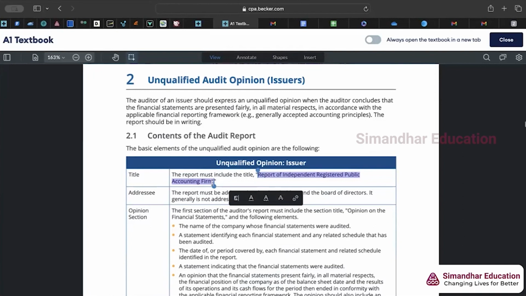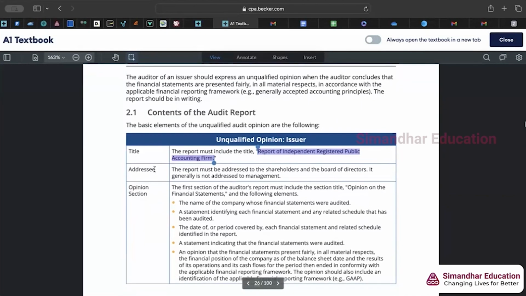I will show you how they are registered, but they need to be registered to issue an opinion, and every opinion needs to be filed. So that is why it is called the Report of Independent Registered Public Accounting Firm. The addressee is generally the shareholders and board of directors of the company. It is not addressed to the management. The addressee is whoever has appointed them.